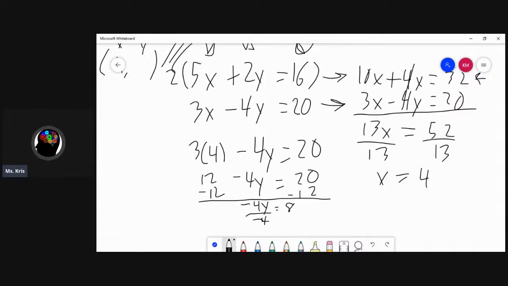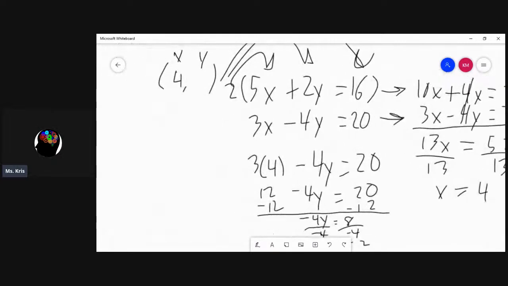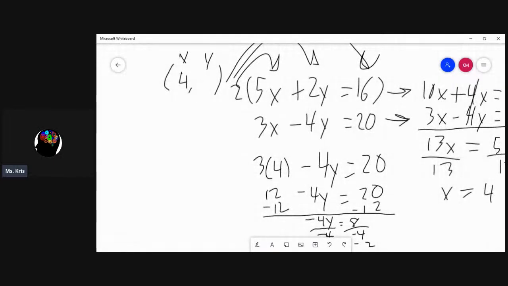Divide by negative 4 on both sides. And you come to find out that your y equals 8 divided by negative 4. That is a negative 2. Because positive to negative gives you negative. 8 divided by 4, that is 2. Therefore, my coordinate answer is 4 and negative 2.